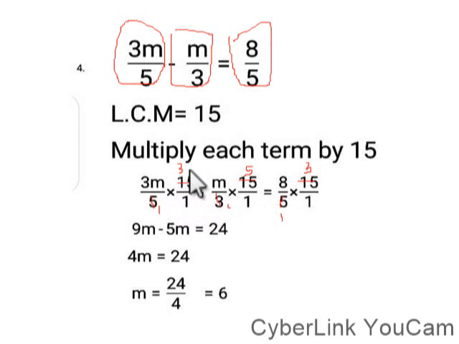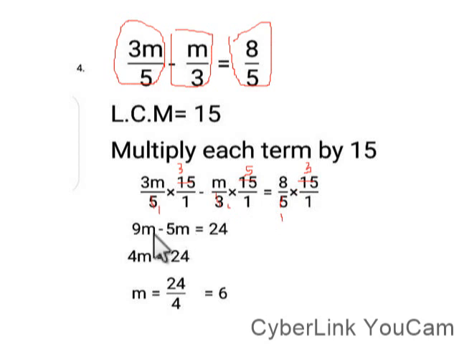Alright, so we can see that we have cleared the denominators. So we multiply the ones we have at the numerator left. So 3m times 3 will give us 9m. Then minus m times 5 will give us 5m, equal to 8 times 3, which will give us 24. Wow, you can see how we were able to clear the fraction. It's now looking pretty solvable.